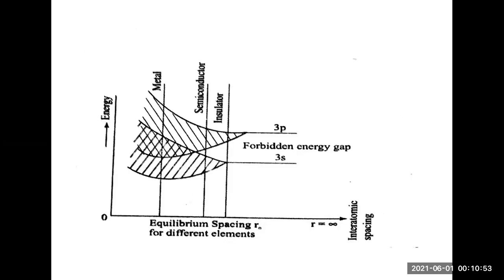One can just see this. We had a very clear discussion regarding the character of the crystal, and now we are just characterizing different elements. When you take the equilibrium spacing of the different elements on the x-axis, and on the y-axis you have taken the energy, you can see metal, semiconductor, and insulator. So the solid has been classified into these three categories depending upon the band theory of the solid.